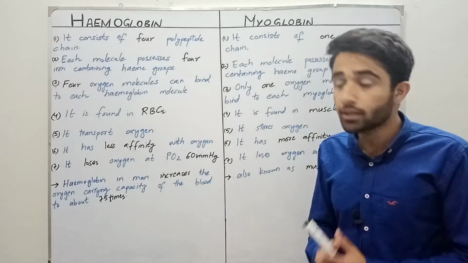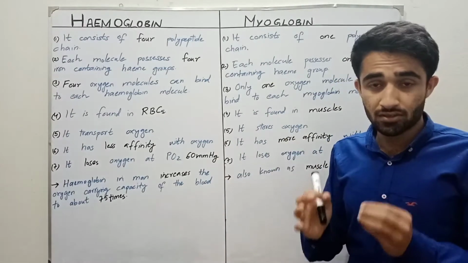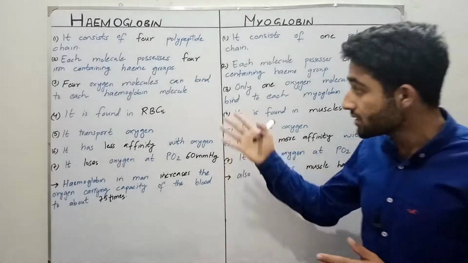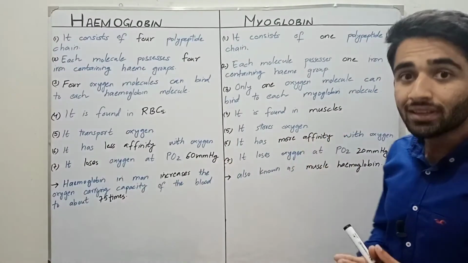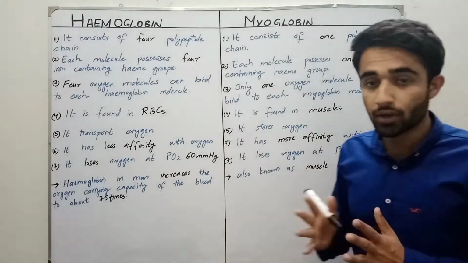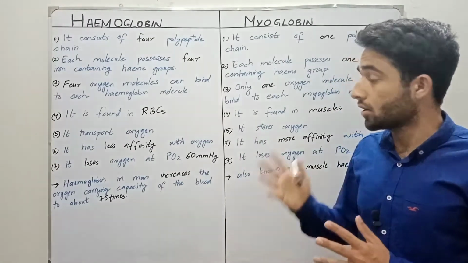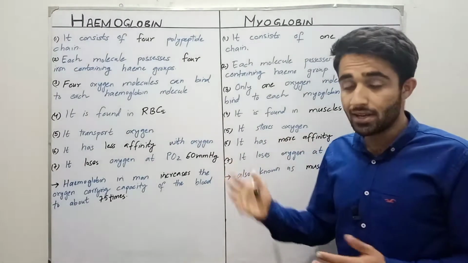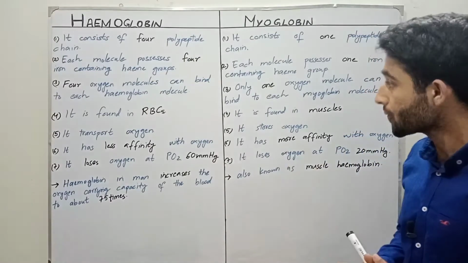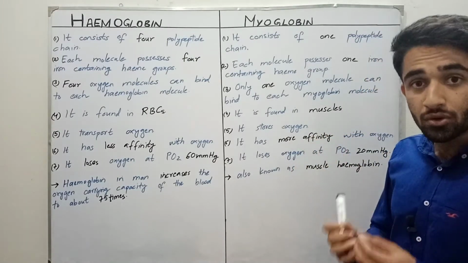The next point is that hemoglobin is located in the red blood cells, and myoglobin is present in the muscles. Hemoglobin transports the oxygen, that is the function of hemoglobin, and myoglobin stores the oxygen.